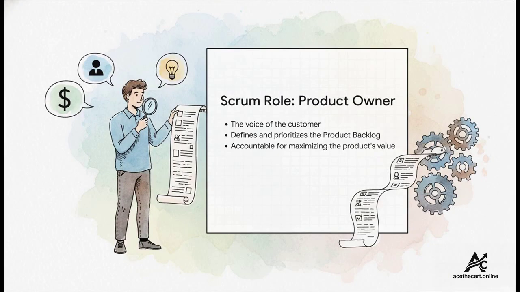In Scrum, there are 3 main roles. First up, you have the product owner. This person is basically the voice of the customer and the business. Their number one job is to decide what the team should build and in what order to get the most bang for the buck.